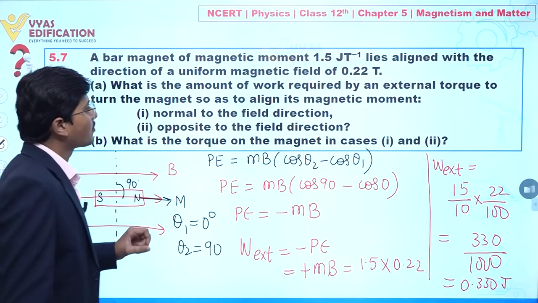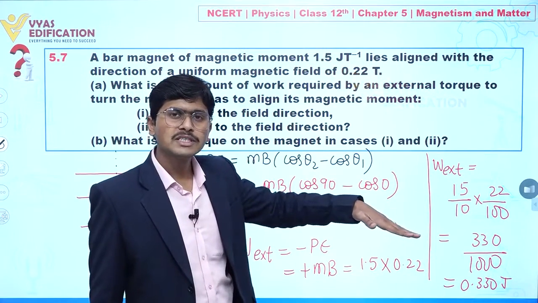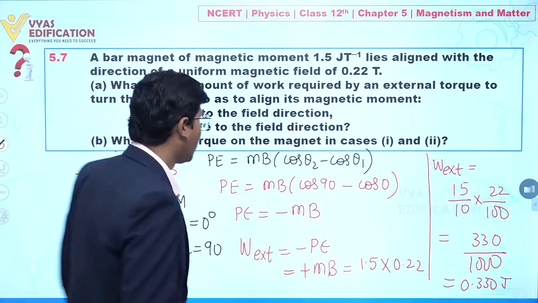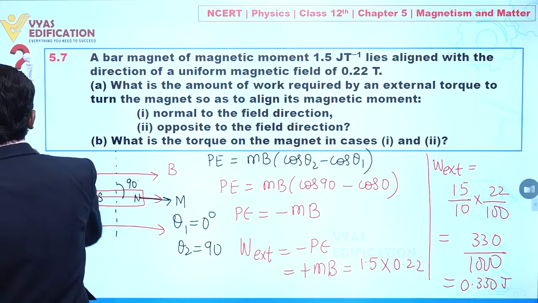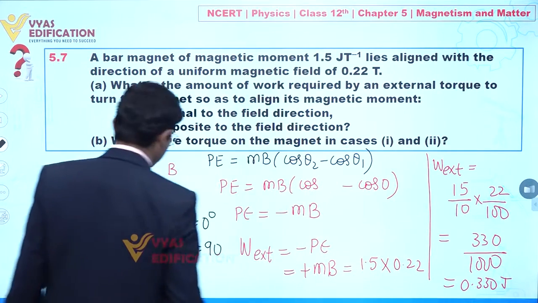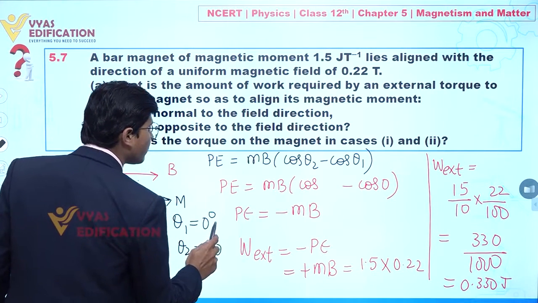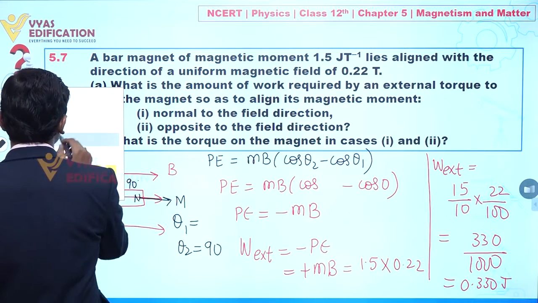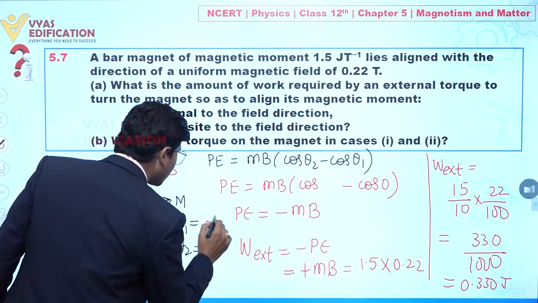Clear? Now let's suppose we want to move this dipole opposite to the direction of the magnetic field, then what will happen? Clear? So concentrate here. If I simplify this expression, I can see the situation changes. Now this theta 1 is already 0, but what about theta 2?